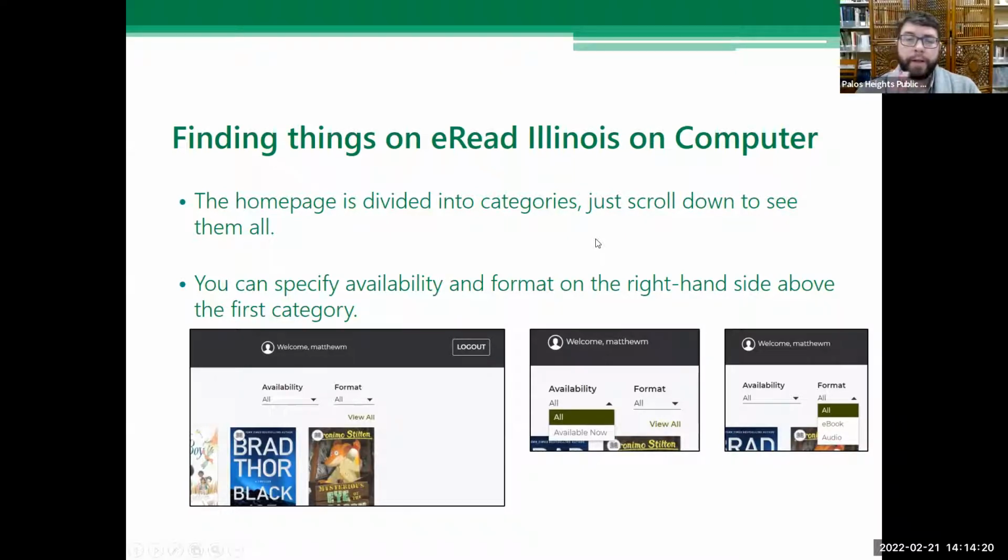One thing to know about Access 360 / eRead Illinois is they do tend to have more copies of newer things than the media on demand. So keep that in mind. I definitely recommend searching both of them if it's a popular thing that you're looking for, just so you can get on both lists and see whichever one gets to you first.